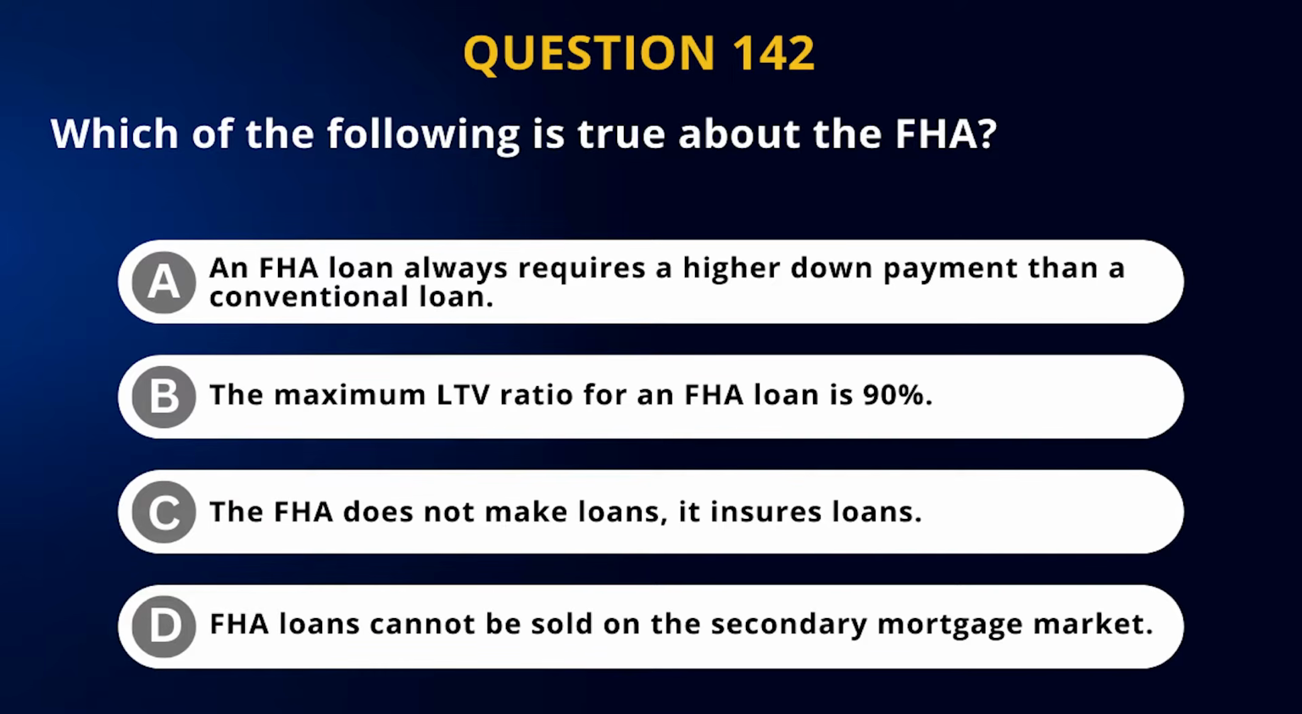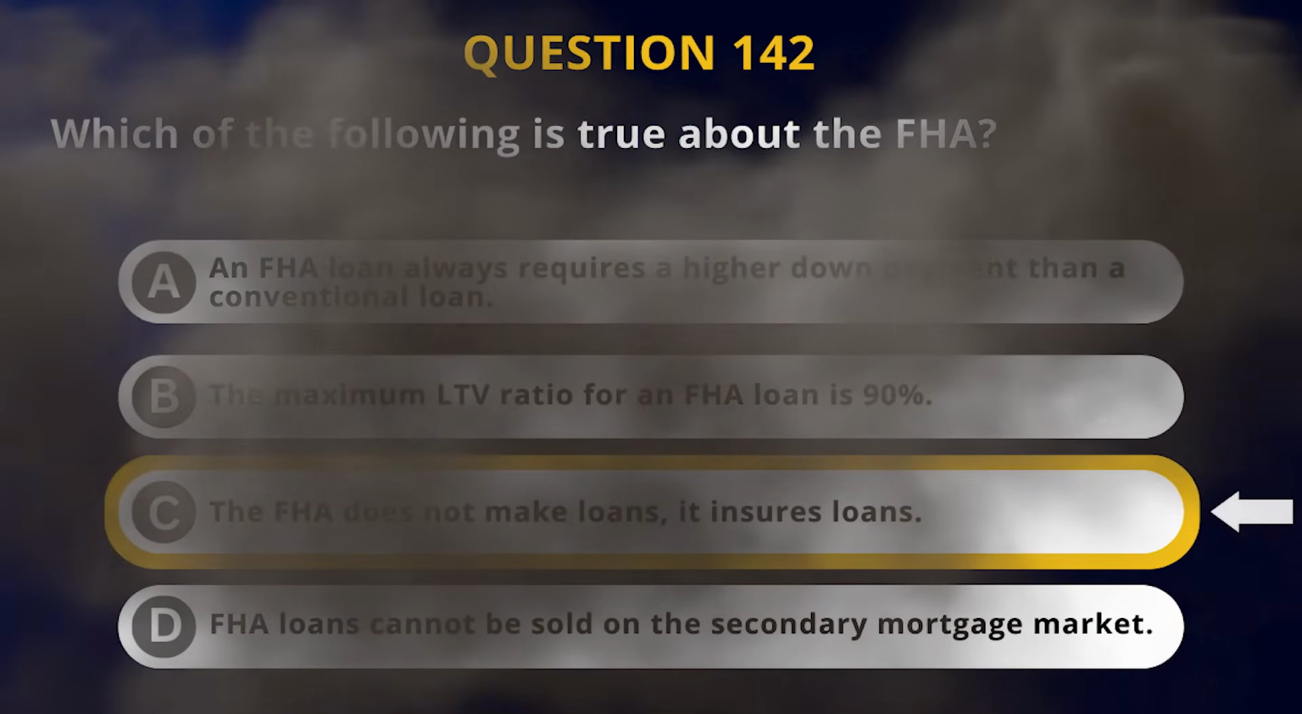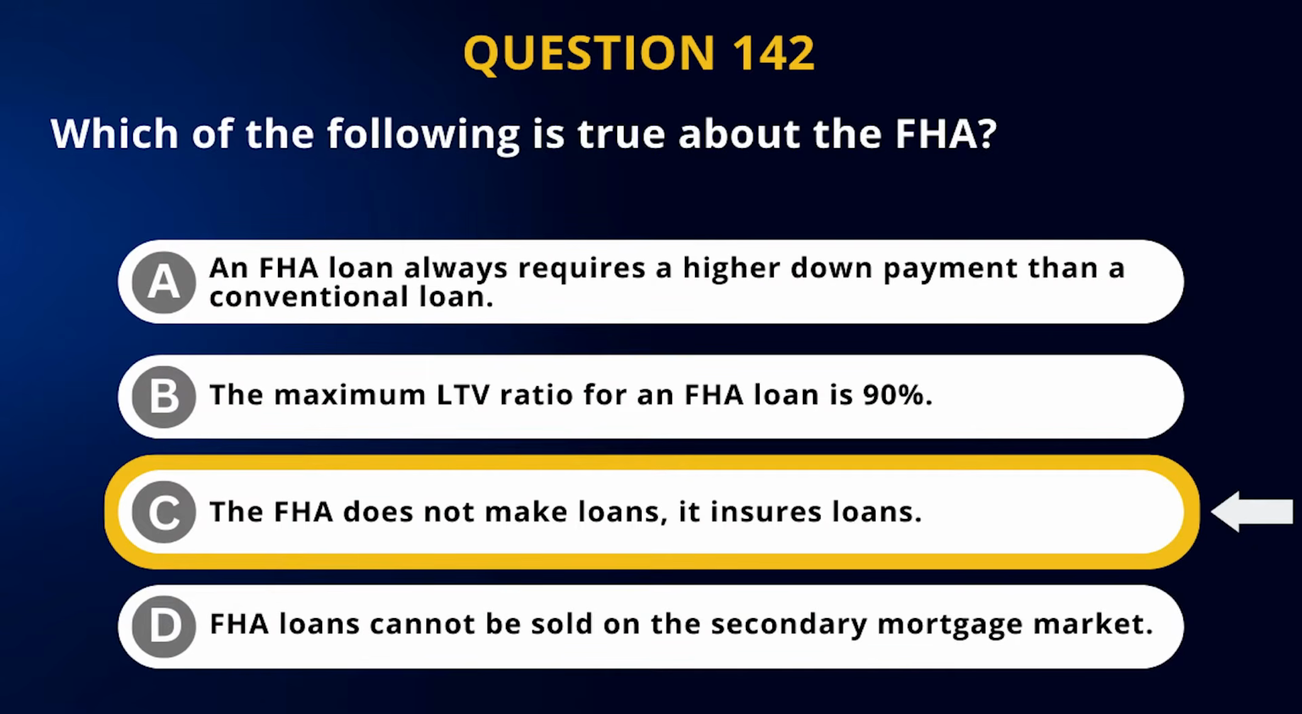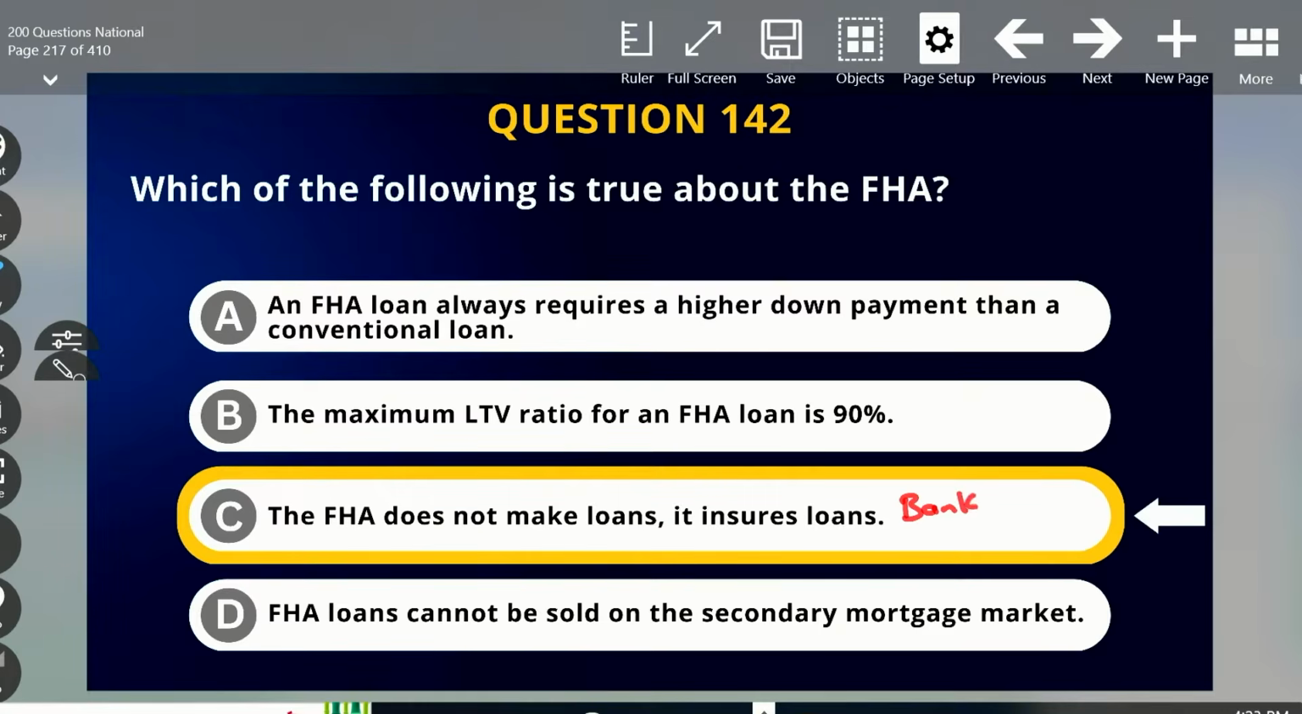And the answer is letter C. The FHA does not make loans, it insures loans. Okay, the FHA stands for the Federal Housing Administration. It is a loan insurance program. This is something that does not lend, it makes insurance. It insures loans. It insures banks against default. So this is insuring a bank against default.